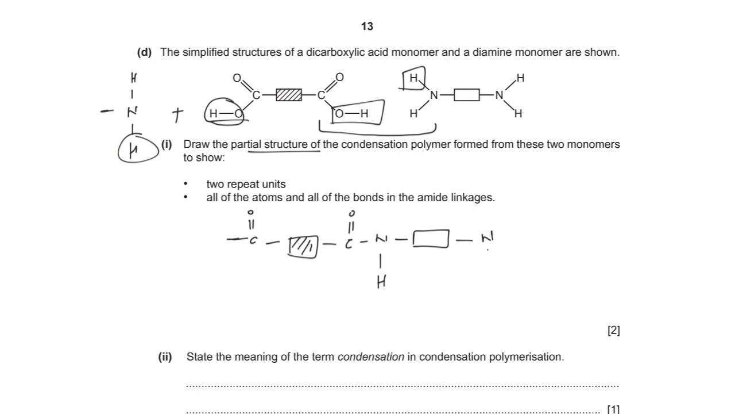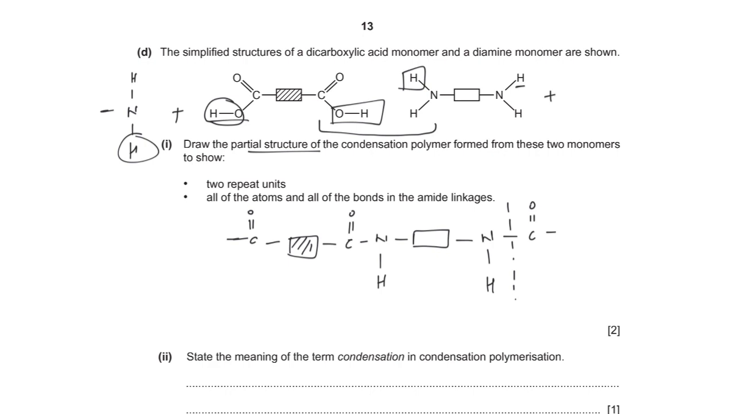And on this side, NH will be connected to another C double bond O, right? They have to write two repeat units. So this is one repeat unit. On the right hand side, this NH will also be connected to another carboxylic acid group. So one of the H's of NH2 will attach to the OH of the next carboxylic acid to form water, and you will have the same linkage.